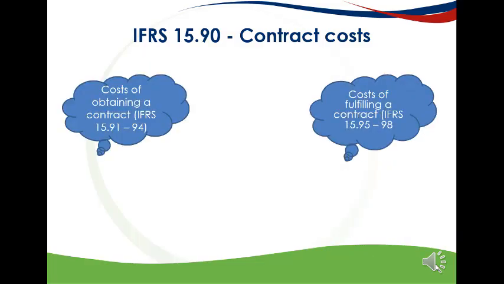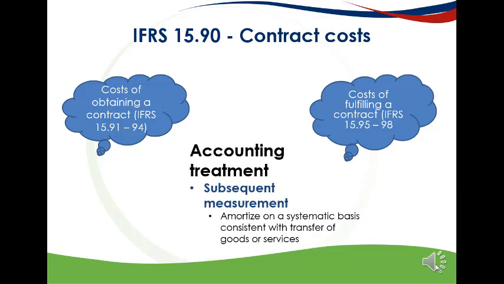Then moving to the subsequent measurement, both the cost of obtaining the contract and the cost of fulfilling the contract should be amortized on a systematic basis consistent with the transfer of these goods or services under the contract with the customer.